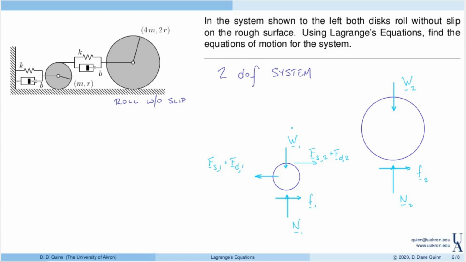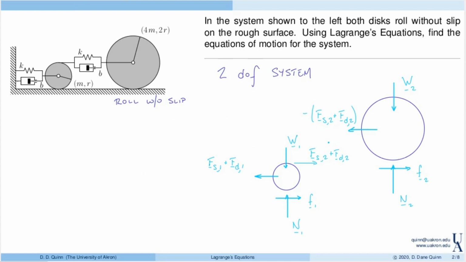Now, this force is an internal force, right? So whatever acts on the left disk also has to act on the right disk. And the force has equal magnitude and opposite direction. So we'll write that as minus Fs2 and minus Fd2. So these are the forces that act on the system.